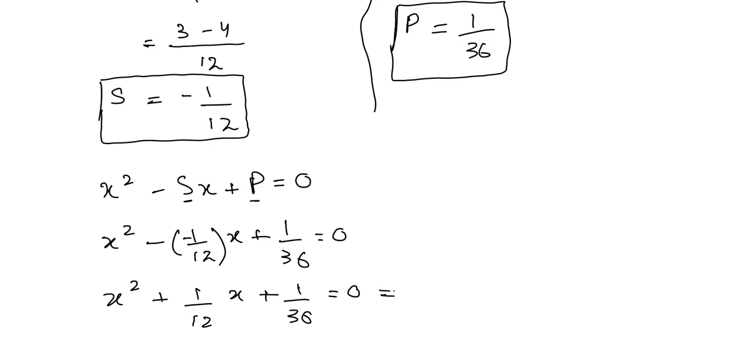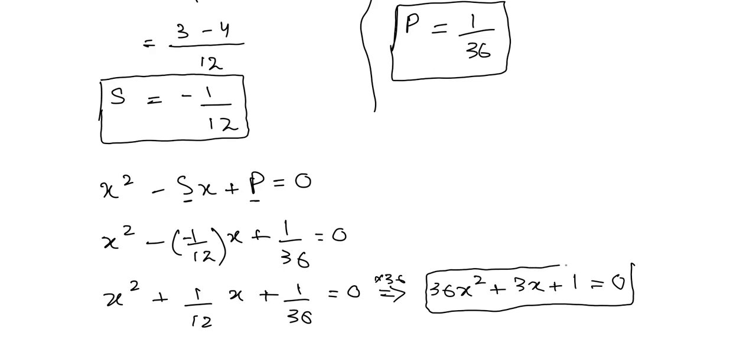So by multiplying 36 on both sides, we will get 36x squared plus 36 over 12, which will cancel to 3, so 3x, plus 36 over 36, which cancels out, so it will be just 1, equals 0 times 36, which is 0. So this will be the final equation which was required in the first place.